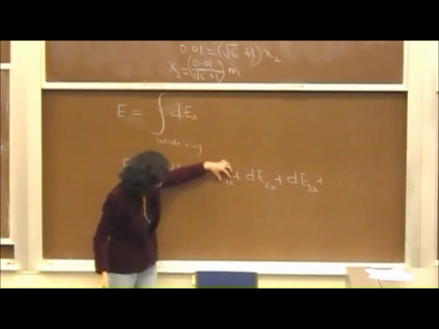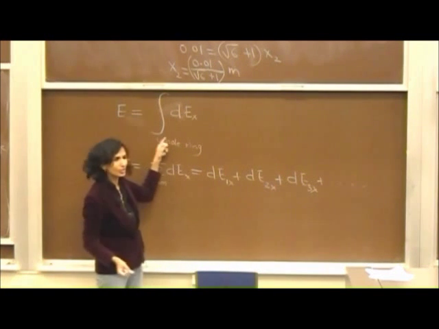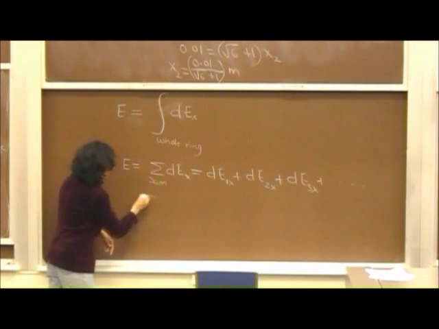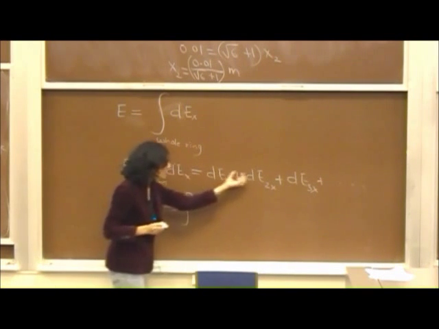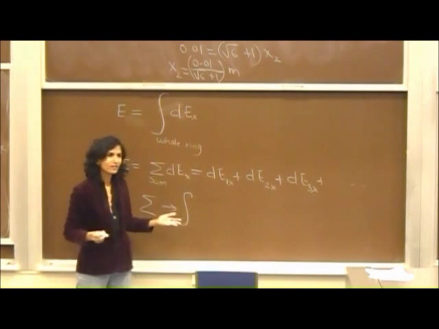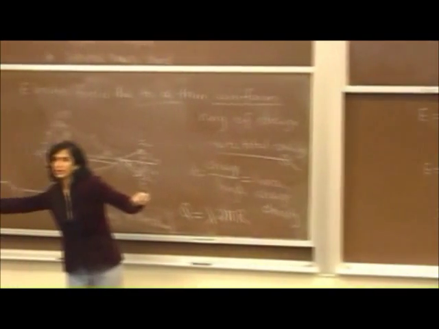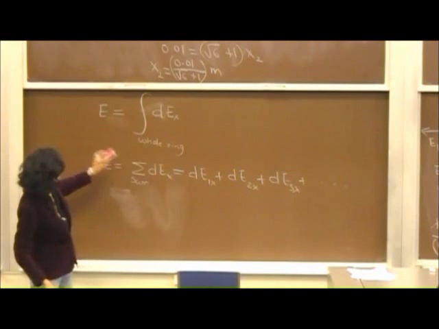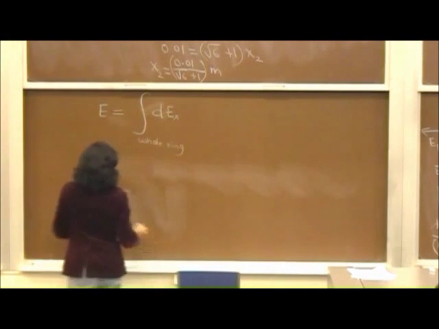But remember that these things are very close to each other. So really, this sum is actually an integral. Do you know what I'm saying? Sums can be written as integrals when these things are so close to each other, which they are, because there's a little dq everywhere. It's not like I have one point charge here and another one there. So basically this is what we have.